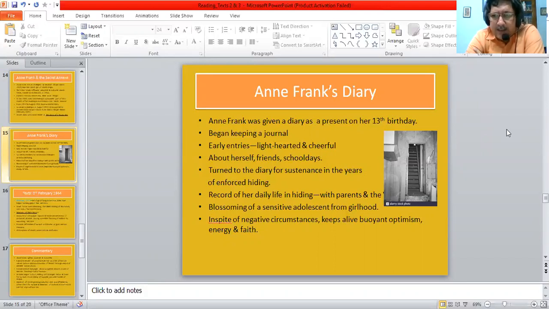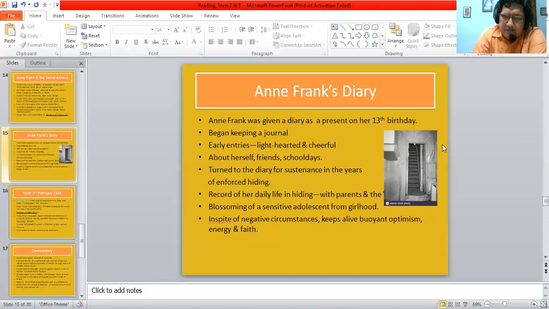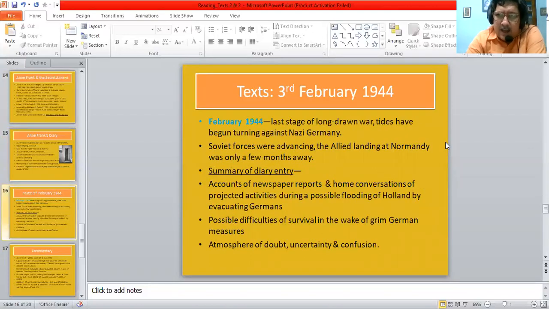The diary also gives us a record of her blossoming from a sensitive adolescent, from a girl. Now, in spite of negative circumstances, she keeps alive her optimism, energy, and faith. This is what we shall discover when we look at the records or the entries in the diary. Now, there are 3 texts.